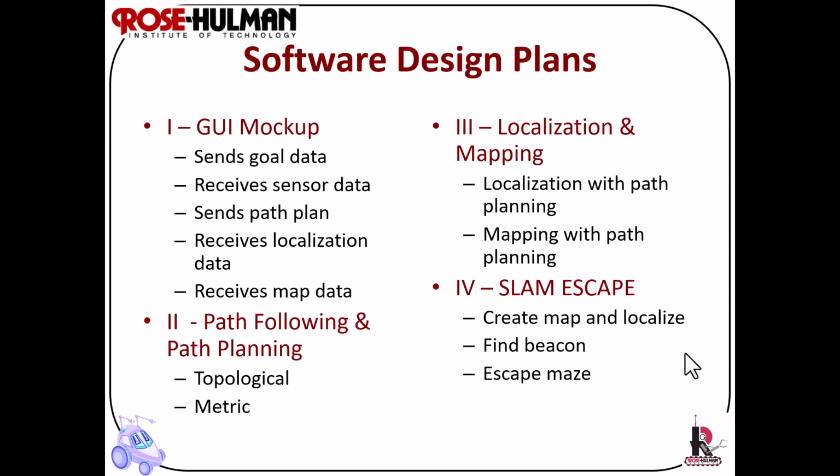Your second software design plan should be one based upon path following and path planning, where you talk about topological and metric path planning based upon being in an occupancy grid as well as in a topological map. Your third software design plan will be based upon localization and mapping. These can be pseudocode, flowcharts, state machine, subsumption architecture. It does not have to be the same for all of them, but it's whatever you think best represents your design process. And then if you choose to do the SLAM Escape Challenge, you would also have a software design plan for that, where you discuss mapping and localization simultaneously, how you're going to find the beacon and the coverage algorithm for escaping the maze.